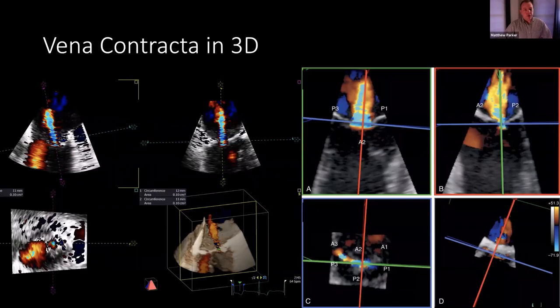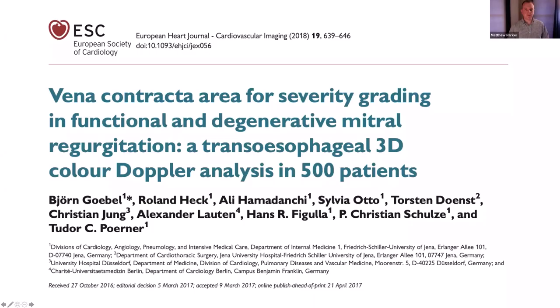And so if you go into 3D, you can take your color jet, bisect it twice, and then move the third orthogonal plane up and down until you're at the vena contracta and trace its area. You see here examples of nice, nearly round primary MR jets and smile-shaped functional MR jets. I think this paper from almost 3 years ago now is the largest to date validating how to apply this. And I think it's a really exciting paper because it teaches us a couple of things.